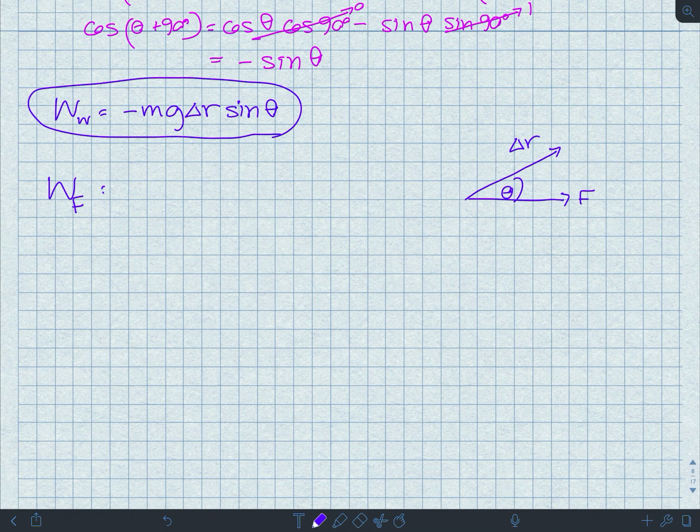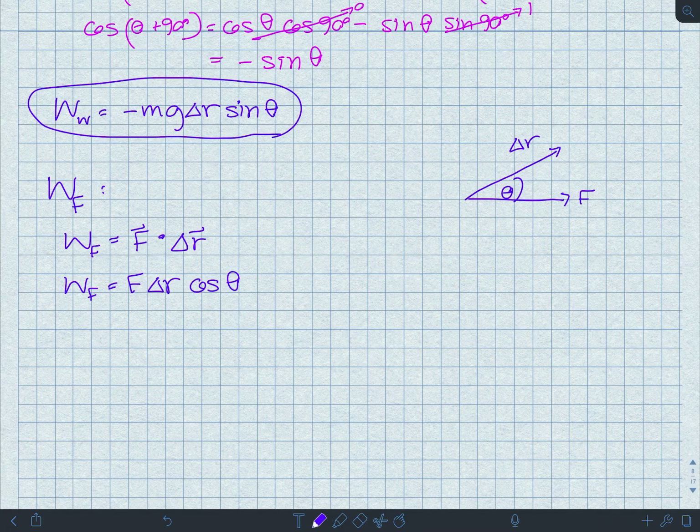Okay, so we're going to list our things over here. So this is going to be F dot delta R. So it is just F, whatever that is, delta R, and then it's going to be the cosine. In this case, it's just theta. Yes, it's phi, but phi happens to be theta. All right, well, that was pretty straightforward.